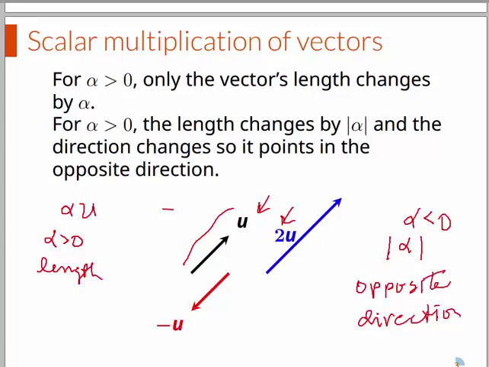In this example, you could multiply it by, say, a -1/2, and it would go in this opposite direction. It's going to go in this opposite direction, but it's only going to be half as long. So this would be -1/2 u, -1/2 being the scalar.